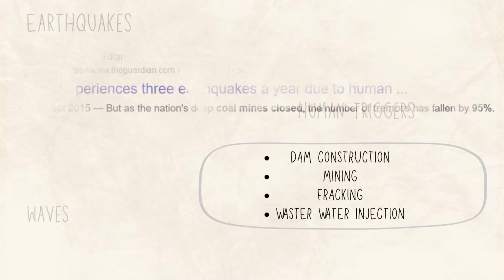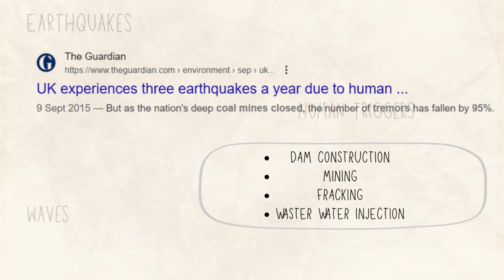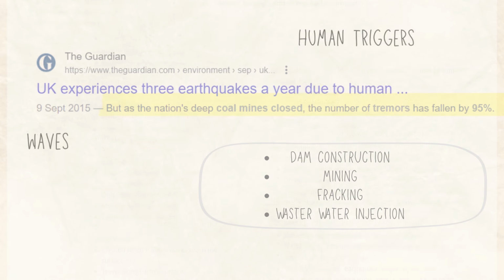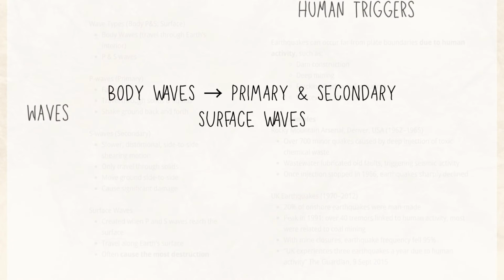In the UK, about 20% of onshore earthquakes from 1970 to 2012 were linked to human activities like coal mining. When mines close, quakes drop by 95%. The main types of waves are body waves and surface waves.